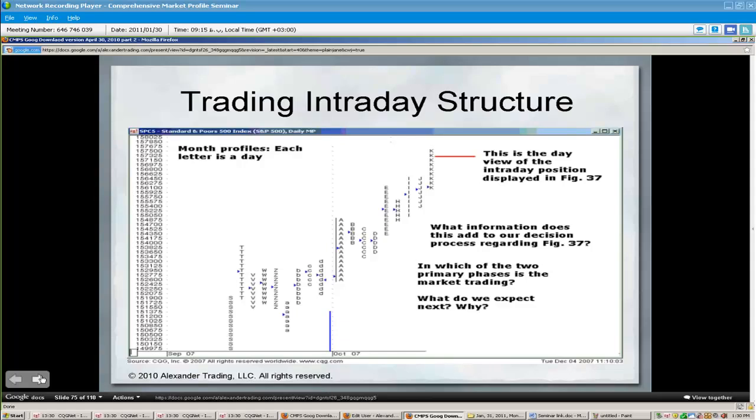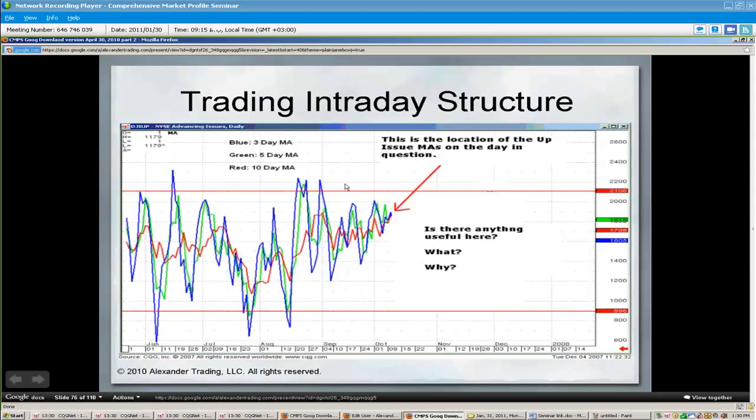Now this is once upon a time when I used this, and I told you guys yesterday, I don't use this very much anymore because it has stopped working. And when something stops working, I stop paying attention to it. And like I said yesterday, always default to structure and development. Now, these are the moving averages of advancing issues, and this is the location of those moving averages at this point in time.